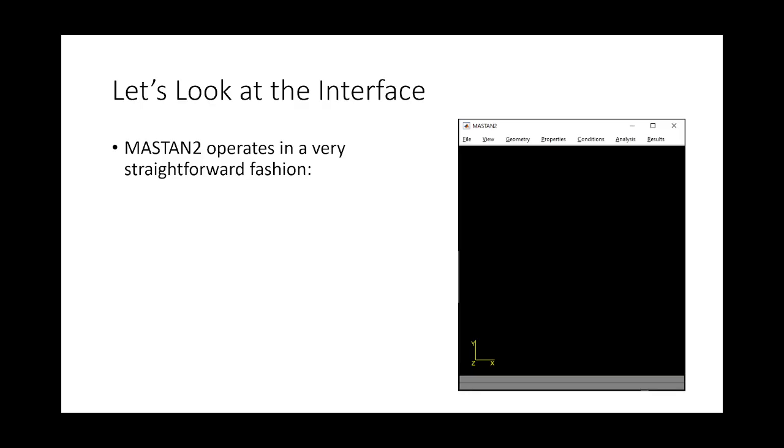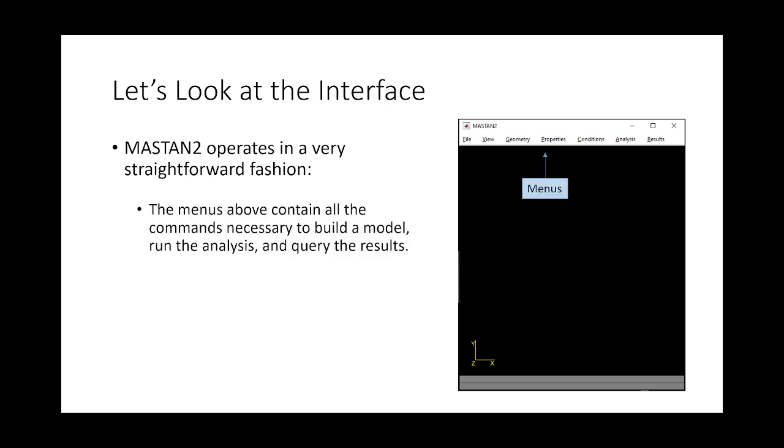So when you open MASTAN, it should look something like this. For those of you that were able to get the installation done, do you see this? Okay. All right. So let me explain in a nutshell how MASTAN works. You probably want to pay attention to this. So MASTAN works in a very straightforward fashion. Up here on the top are the menus. They contain all the commands necessary to define the model, run the analysis, query the results.